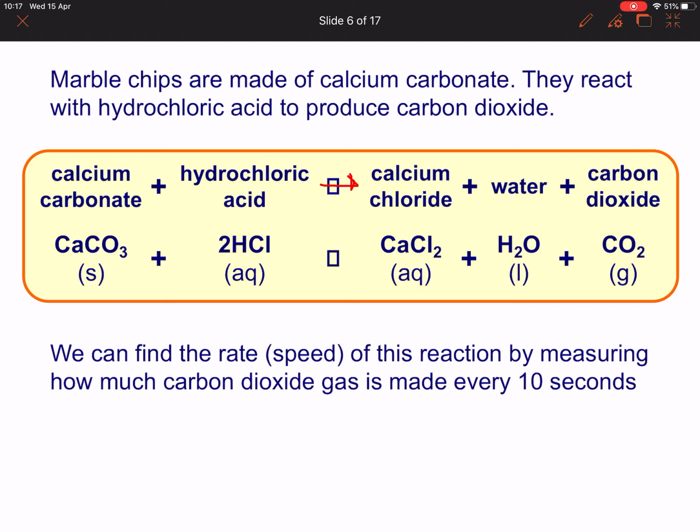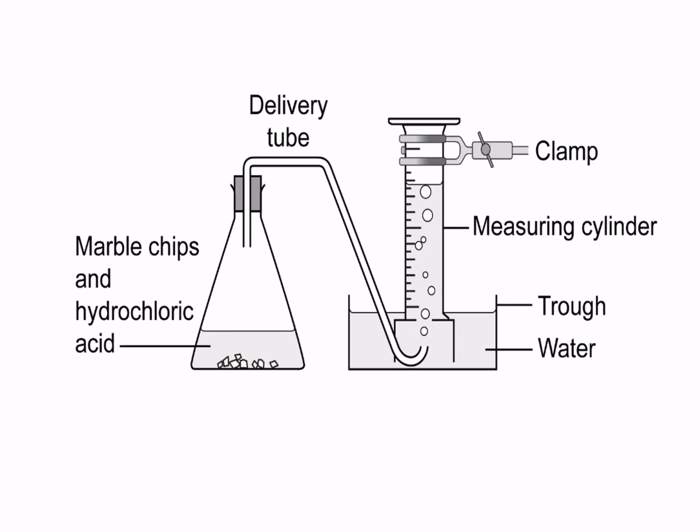Well, last lesson we talked about using a gas syringe. Now sometimes we don't have enough gas syringes for everyone in year 10. So we use this system here where we have the reaction happening in a conical flask and then the gas goes into this upturned measuring cylinder and that collects the gas and we can then work out how much gas was made every 10 seconds.